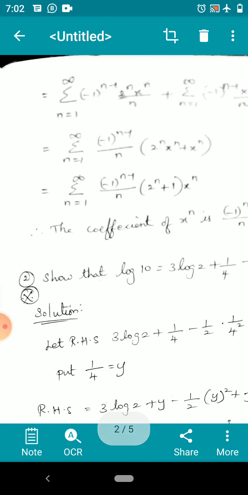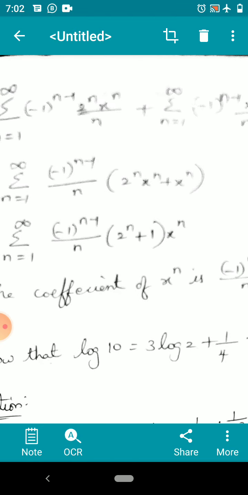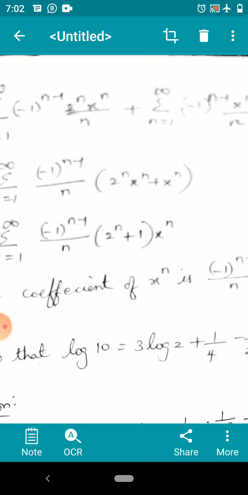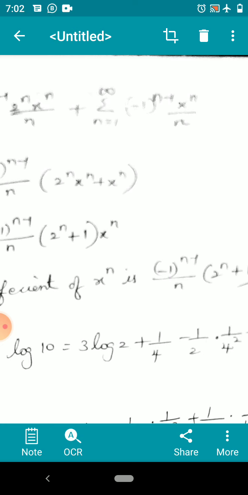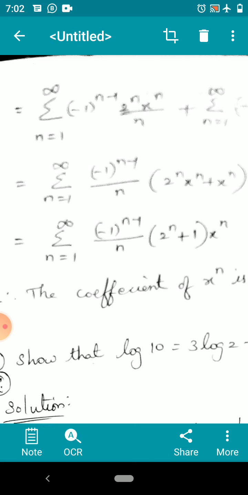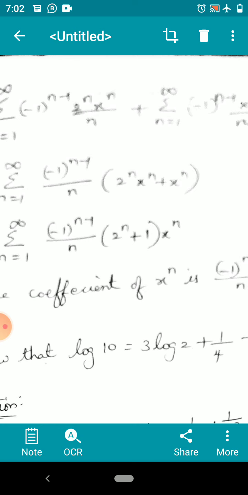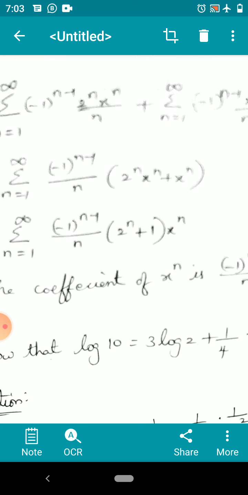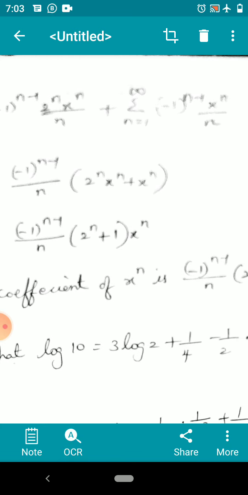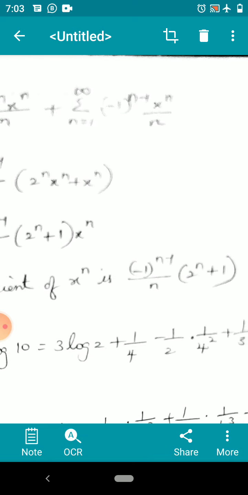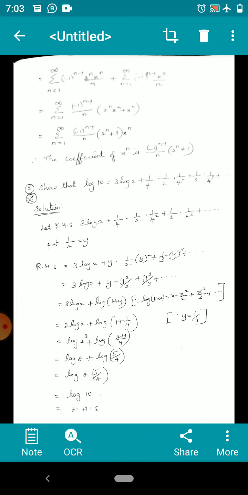So summation of n equal to 1 to infinity, minus 1 the whole power n into 2 power n x power n by n, plus summation of n equal to 1 to infinity, minus 1 the whole power n minus 1 x power n by n. Now take this as a common term, that is summation of minus 1 the whole power n minus 1 by n. Then what about the remaining terms? 2 power n into x power n plus x power n. Now take x power n as common, so 2 power n plus 1 will come. Therefore the coefficient of x power n is this term fully, that is, minus 1 the whole power n minus 1 by n into 2 power n plus 1. So this is the coefficient of x power n.